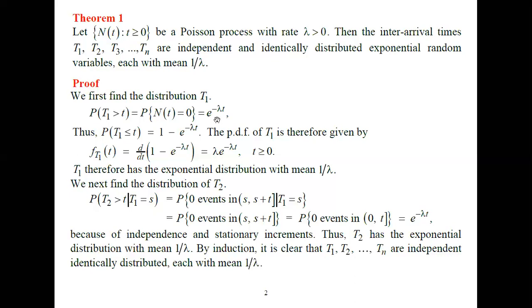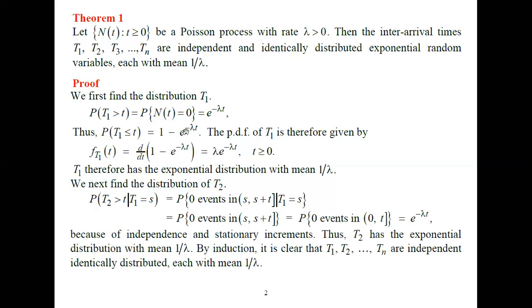Because n is equal to zero, lambda t raised to the power zero will be one, and over n factorial also will be one. So it will be e raised to the power minus lambda t. So this will be the distribution function. So the opposite will be P of T1 less or equal to small t. This will be 1 minus e raised to the power minus lambda t.